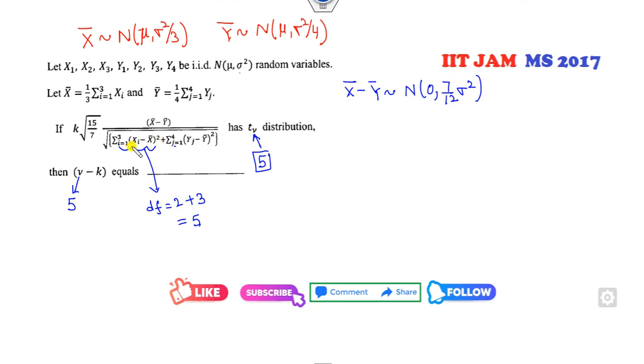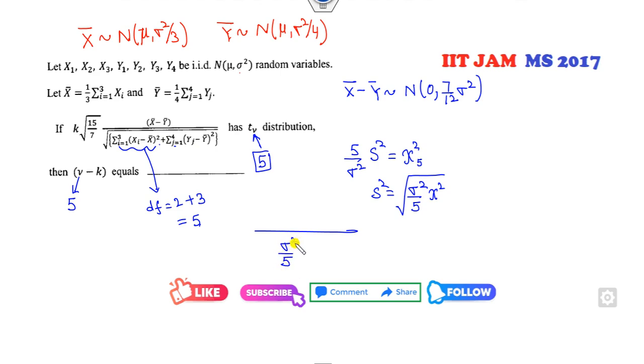Then now again it's the same. So it's 5 over sigma square into s square. It follows my chi-square distribution of 5. So s square will be sigma square over 5. Fine. This will be here in the denominator. So I can write this as sigma square over 5. This is my chi-square, and this part is divided by 7 over 12.